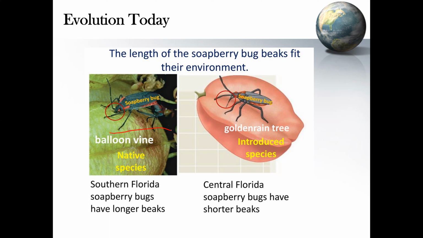So in southern Florida, there's a lot of balloon vine. It's a native species, it belongs there. And so researchers had measured what they call beak size of the soapberry bug there. Now in central Florida, the balloon vine has mostly died off and been replaced by this golden rain tree. And the seeds in the golden rain tree are much closer to the surface of the fruit.